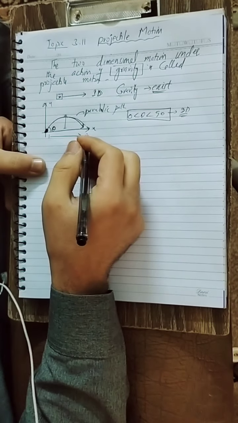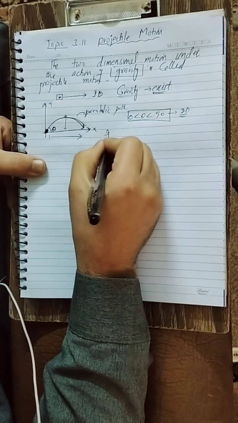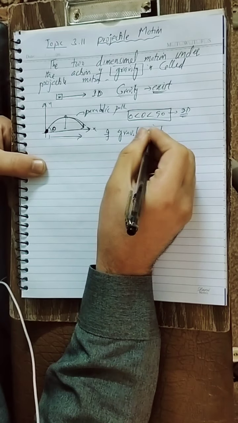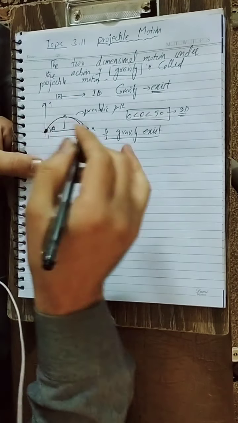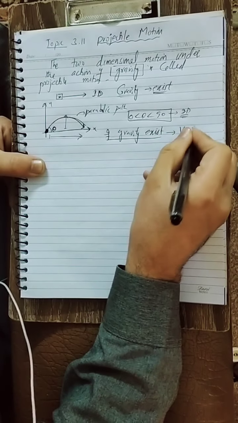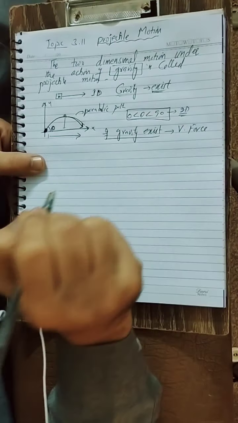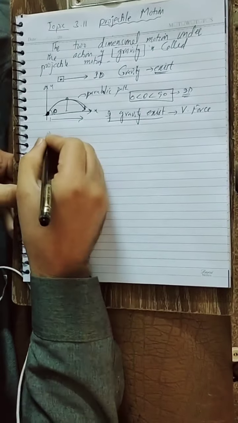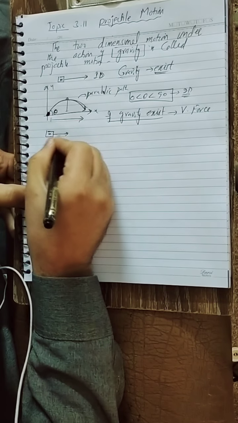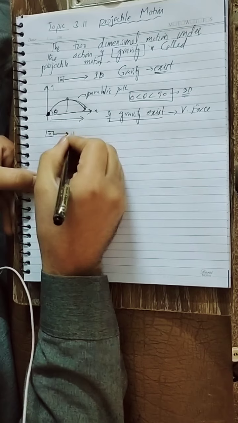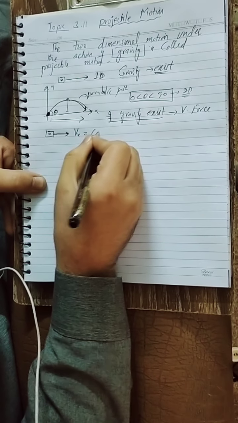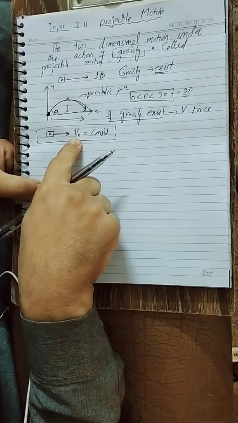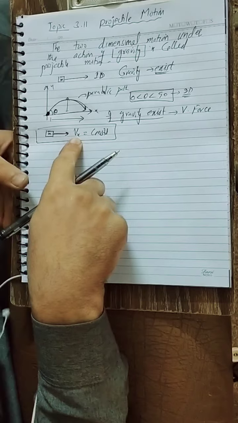Remember, if gravity exists, I label gravity as a vertical force. Gravity is a force which is acting in the vertical direction. What does it mean? It means that if a body moves horizontally, gravity will not affect its horizontal motion. So the horizontal velocity will be constant in the case of gravity. Gravity is not changing the horizontal component of velocity, so the horizontal component will be the same.